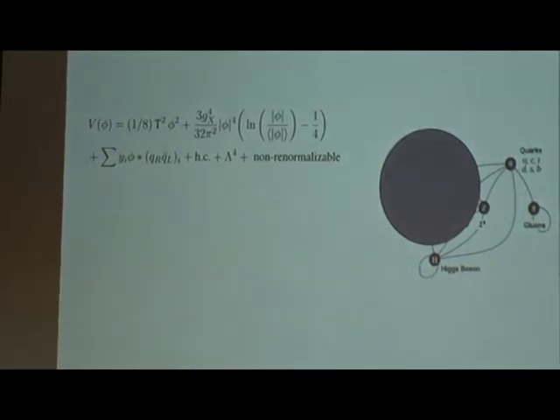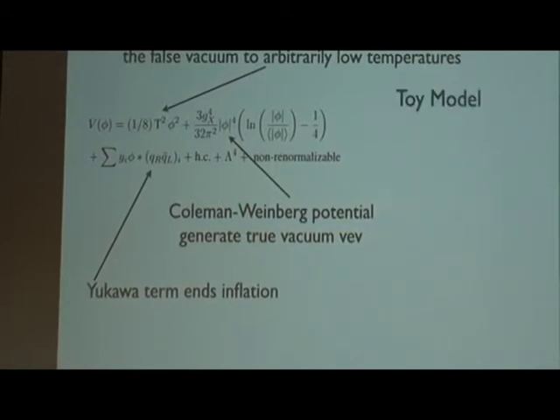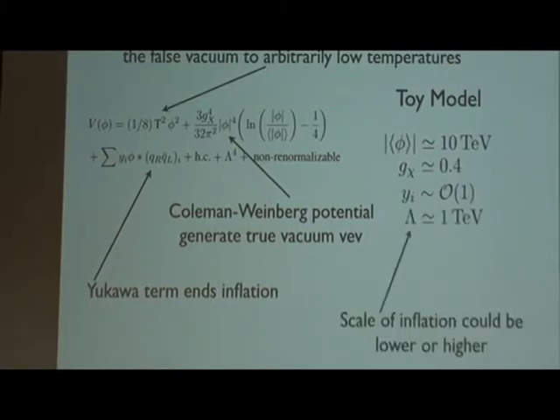So here's the effective potential. The first term stabilizes the false vacuum to arbitrarily low temperatures. The second one is just the Coleman-Weinberg potential, which generates your true vacuum state. And then you can see the phi-to-the-power term, which then generates inflation. In sort of our toy model, we set the VEV to about 10 TeV, and then order 1 parameters for your coefficients. And we set the scale of inflation to be 1 TeV. Could be higher, could be a little lower.